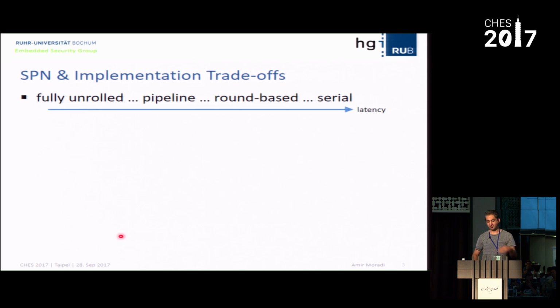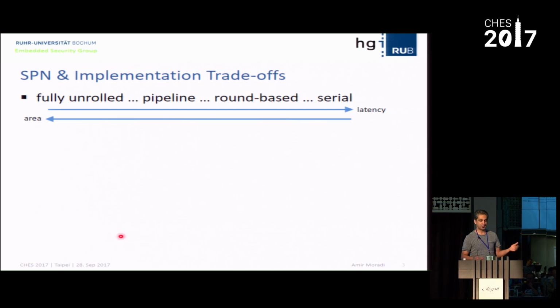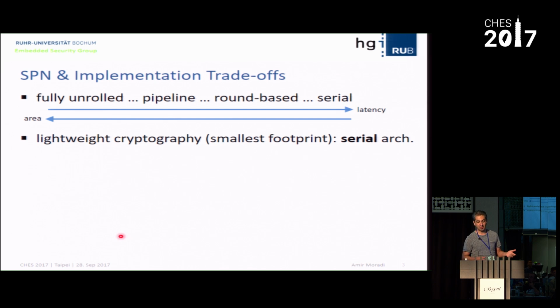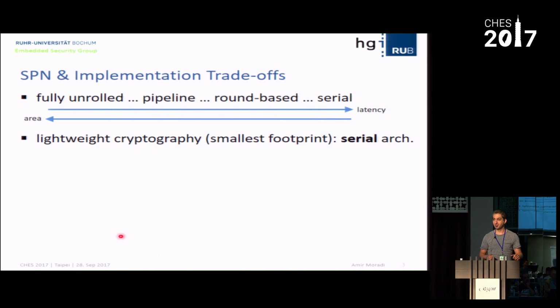First of all, if you go this way, from fully unrolled to serial, as I said, your latency is higher. And also from the other side, if you come from serial to fully unrolled, your area is getting higher. I mean, when you want to have a very low footprint implementation, then you select a serial implementation, which is actually the target of most of the lightweight cryptography or lightweight crypto algorithms which have been proposed till now.